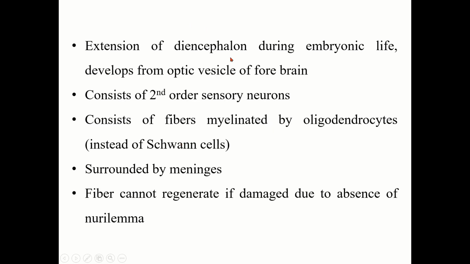So it is an extension of the diencephalon during embryonic life. It develops from the optic vesicle of the forebrain. That's why the optic nerve is regarded as a tract rather than a nerve, because it is covered by meninges also, and it is myelinated by oligodendrocytes, and there is no neurolemma, so regeneration is not possible. And then the most important thing is that this optic nerve develops from the forebrain optic vesicle. So once we know this, we can directly understand the remaining points: it will be myelinated by oligodendrocytes, there will be no neurolemma, it's also covered by meninges, and there is no regeneration because of the absence of neurolemma.